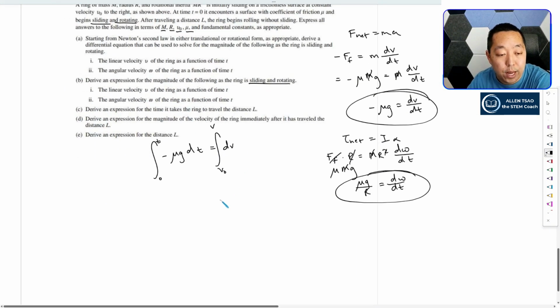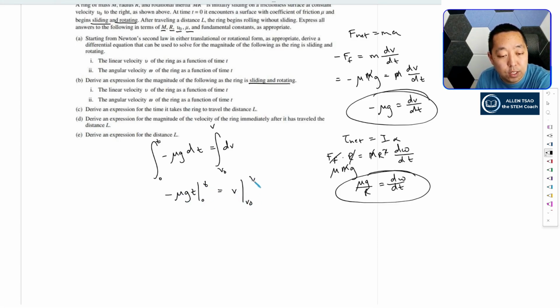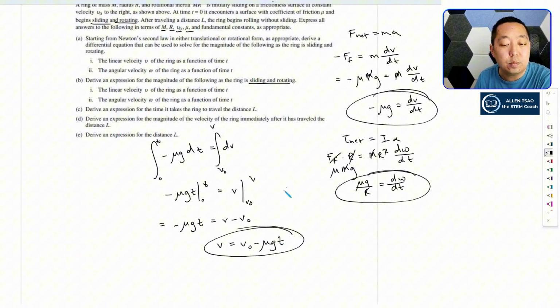So that's the way you can do it with bounds. So this is going to be μgt from 0 to t. This is going to be v from v0 to v. So this is going to be minus μgt, plugging in 0, get 0, equals v minus v0, or the velocity is v naught minus μgt. Like that. How about the angular velocity as a function of time?